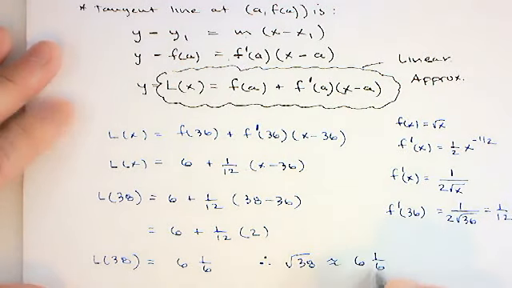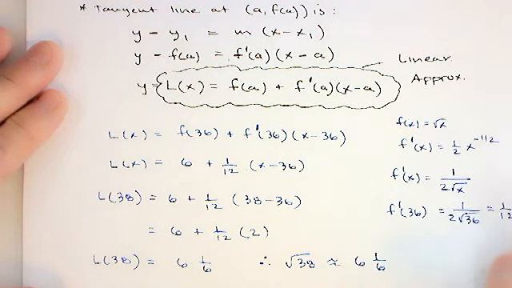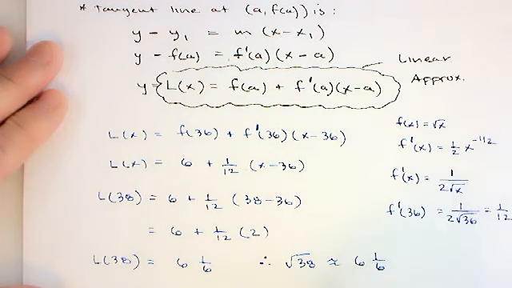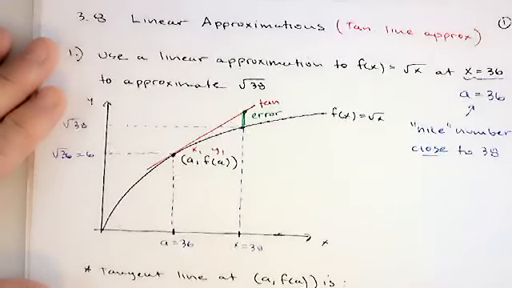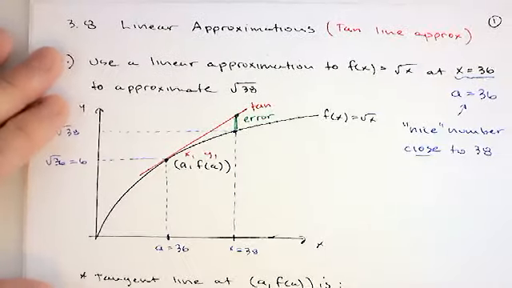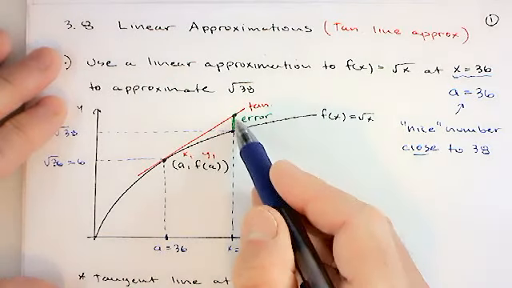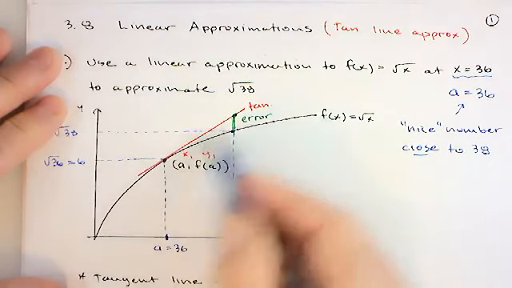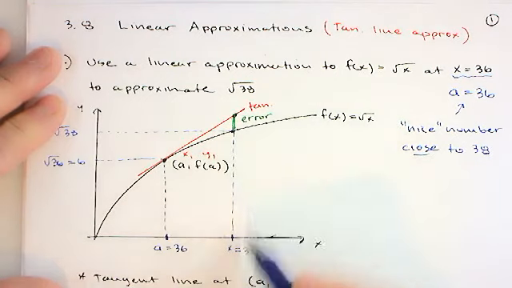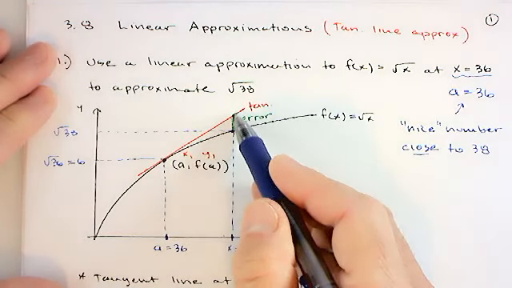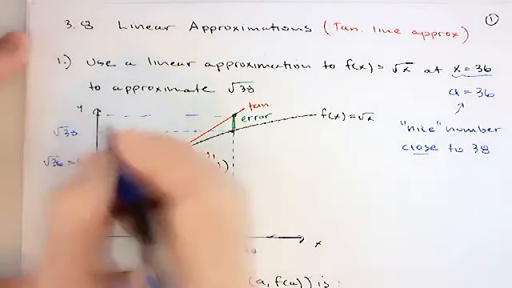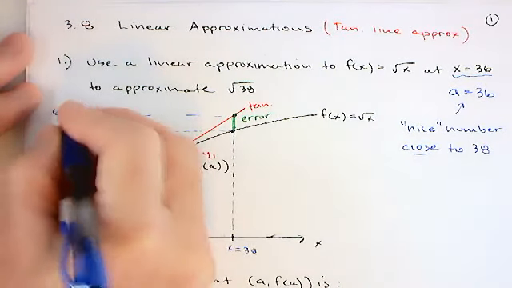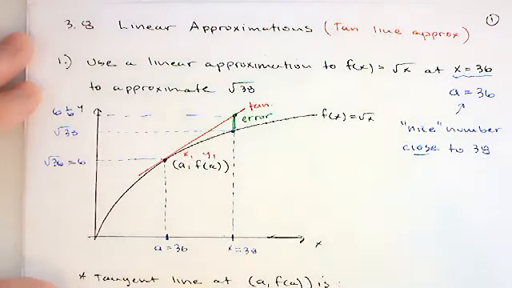And that's usually all you have to do, but occasionally I've seen professors ask, is this an overestimate or an underestimate? And again, that's where the picture comes in handy. I think you should be able to sketch out a picture of what's happening here to see that. We can tell that our tangent line is over our function at 38. So our answer of 6 and 1/6, which is for our tangent line approximation, is actually an overestimate.